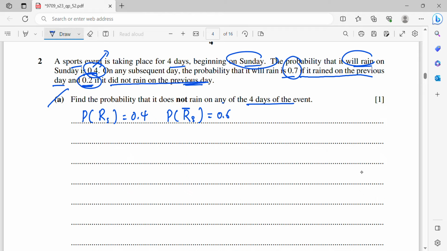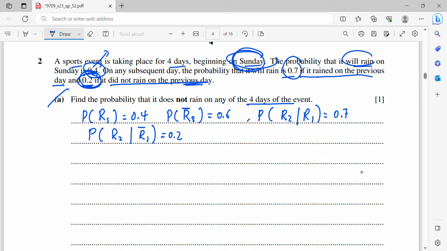Now, the probability that it will rain is 0.7 if it rained on the previous day. Because it starts on Sunday, from here I will write P(rain on Sunday) or rain on the previous day, first day. Then it will be rain on the second day. The probability is 0.7. And it will be 0.2 when it did not rain on the previous day. Means that if the previous day is not rain, the next day it will rain is 0.2.